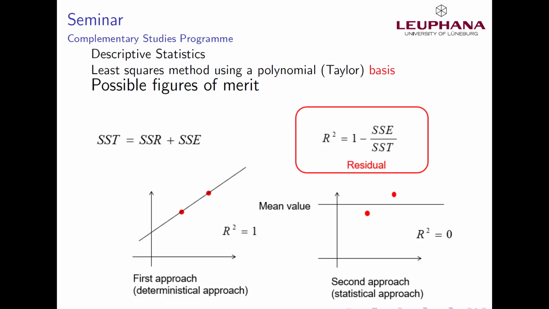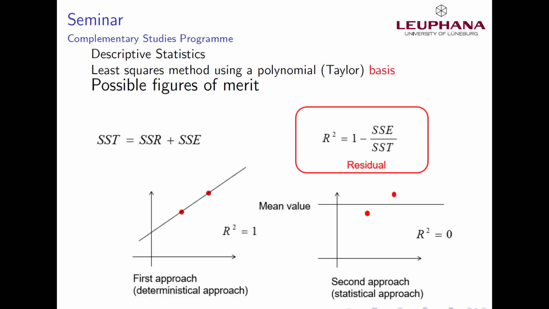In case SSE equals SST, this is the case I showed you last time, when basically I consider just the mean values, I can show you more in general, of course R square equals 0.